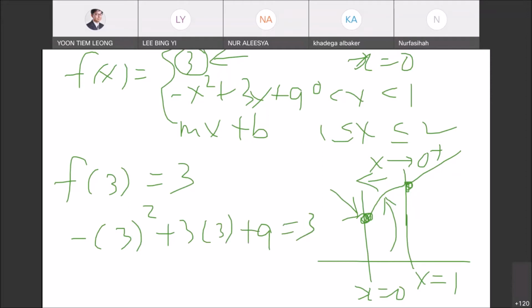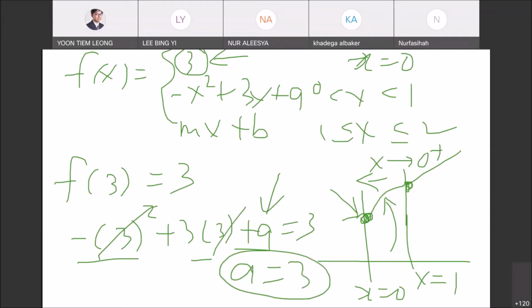So this is the first statement that allows you to solve for the value of a. Right? So this is minus 9, and this is 9. Sorry, this is a. Right? So here you can solve this one. If I do not do it wrongly, then the constant a is 3, based on simply requiring the function to be continuous at the point x equals 0.